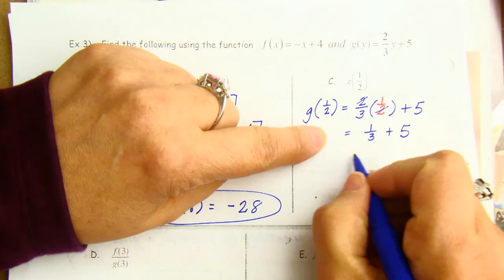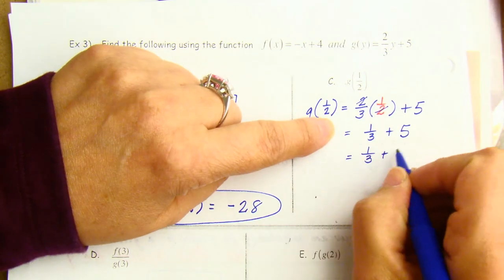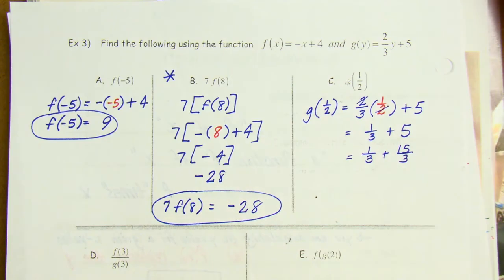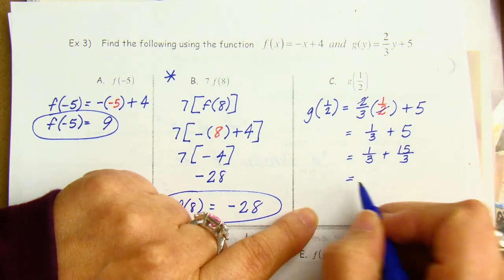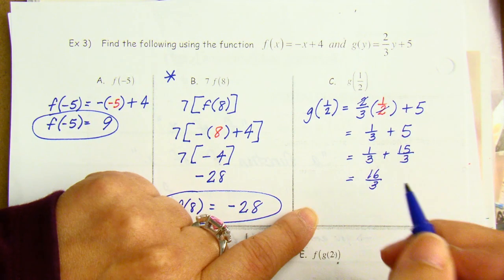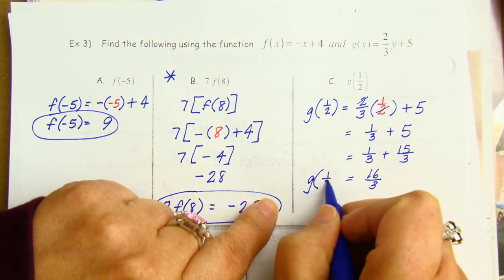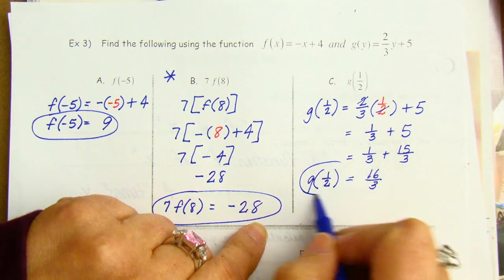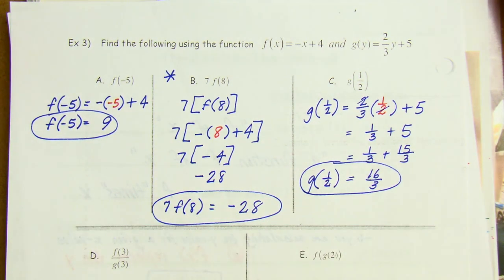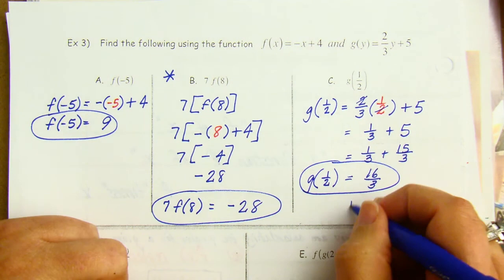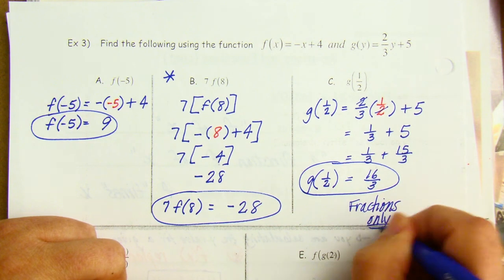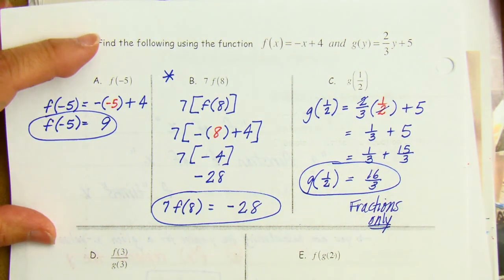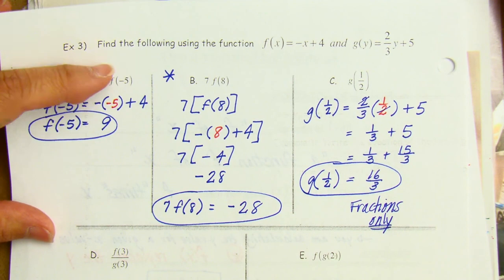And I'm going to say, well, this is 1/3 plus 15 thirds, right? Because 5 is how many thirds? You multiply the 5 and the 3, you get 15. And when I add 1/3 plus 15 thirds, I get 16 thirds. So G of 1/2 equals 16 thirds. Please give me the fractions. I don't want any decimals. Fractions only. Okay, so make sure you're converting any decimal, if you do this on the calculator, back to fraction form.